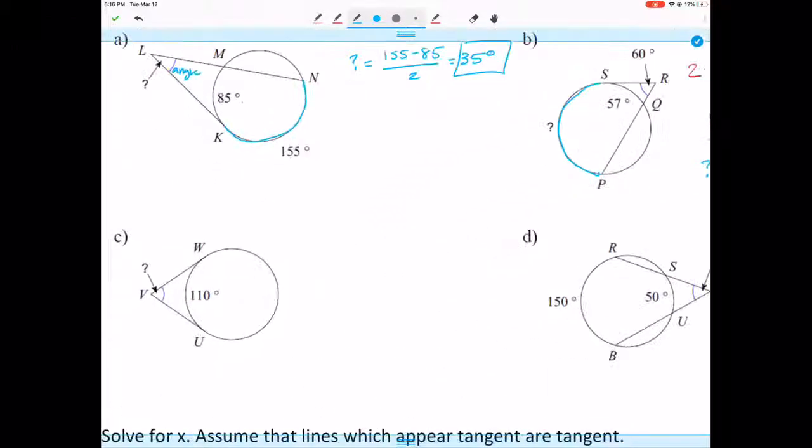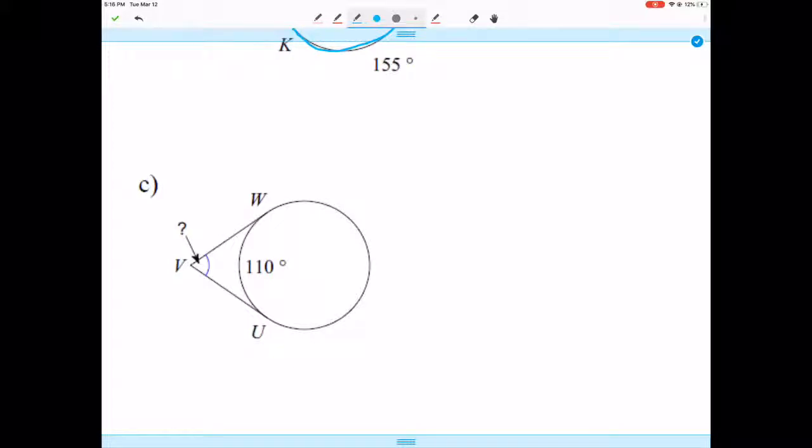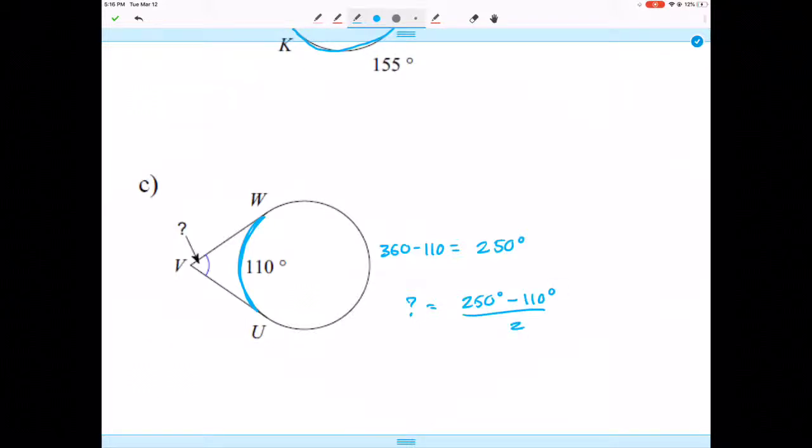All right, here's another one. Here all they give you is the minor arc, but we can handle that because we know that a circle adds up to give us 360. So we can go 360 minus 110, that gives us 250 degrees. Now we have our major and we also have our minor, so our angle, our question mark, is 250 degrees minus 110 degrees divided by 2. Okay, and that would give us 140 divided by 2, or 70 degrees.